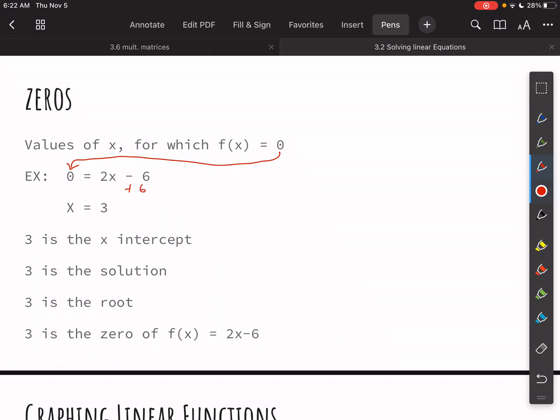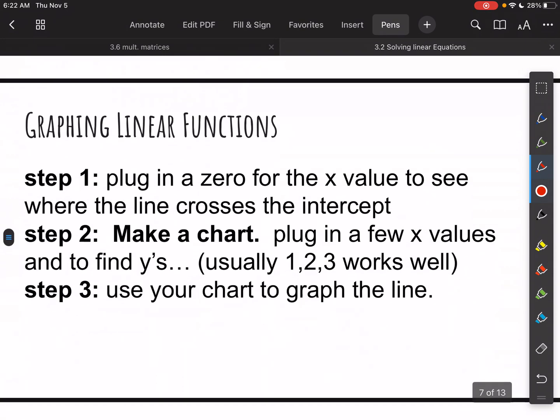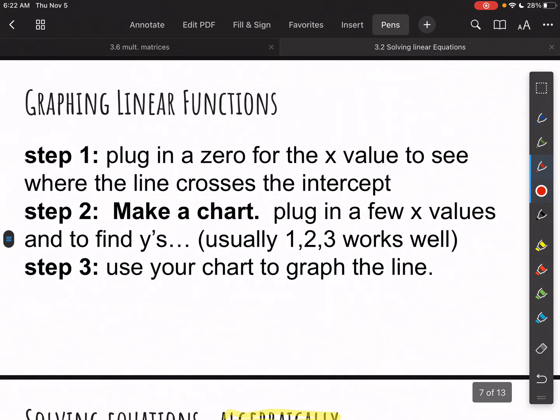So we add 6 to both sides, right? And we end up getting 6 equals 2x, and then we divide both sides by 2 to get the x by itself, and we have x equals 3. That 3 is the intercept, it's the solution, it's the root, it's the 0. All right. So moving on to graphing these things now.